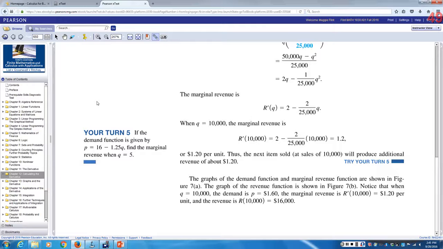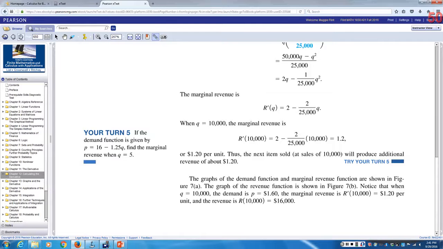Says that their revenue is 16,000. Excuse me? Or am I reading wrong? Where? Down at the bottom. It says the graphs of the, well, I'll have to show you the graphs of them, but it says the next item sold when she sold 10,000 is each one of them is gonna produce another $1.20. If she sells another 10,000, then what you said was gonna be right, it was gonna be 12,000, okay?